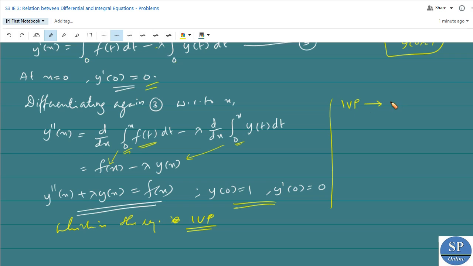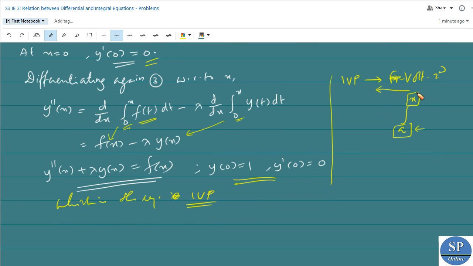So we obtained that a second order initial value problem can be converted into a Volterra integral equation of second kind, and a Volterra integral equation of second kind can be converted into an initial value problem. Initial value problem means it contains only the initial conditions, that is, conditions only at the initial point. In the Volterra integral equation, we have the integral with limits from a to x, where x is the variable and a is the constant. So a is our initial point.